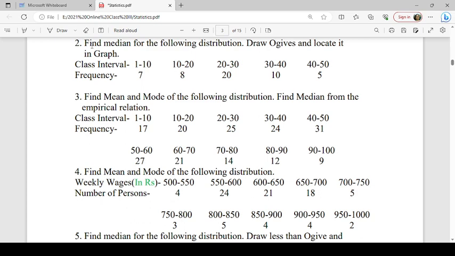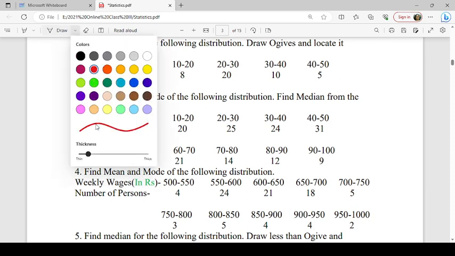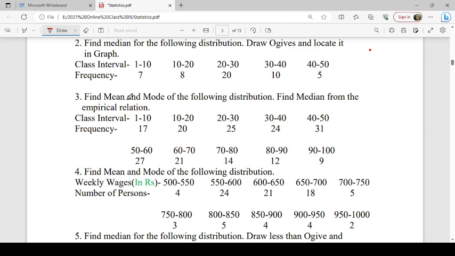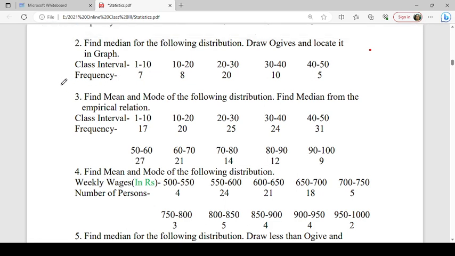This problem is to find the median of the following distribution. Draw an ogive and locate the median. To find the median from a graph, we need the cumulative frequency. Actually, two types of ogives are there.